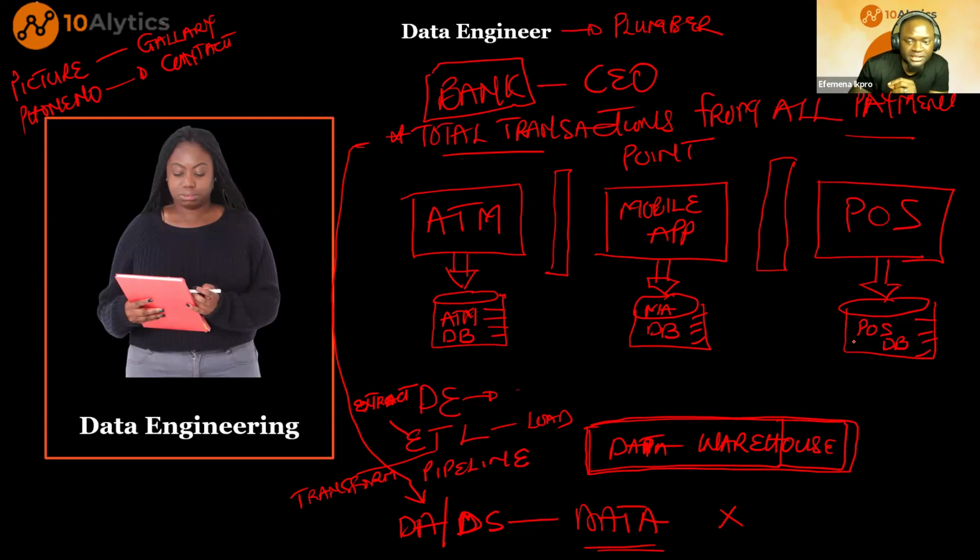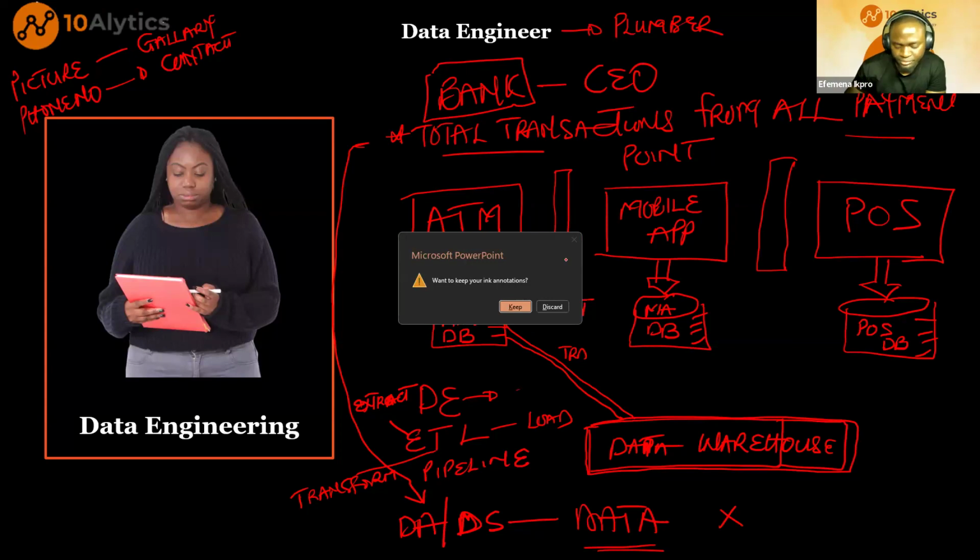So you see three databases: ATM database, mobile app database, and POS database. All the data from ATM is stored here, mobile app data here, POS data here. Now, this data engineer is going to build a pipeline that will connect from the ATM database and feed into the data warehouse. So first of all, the data engineer would extract the data from the database, and then we'll do some transformation.